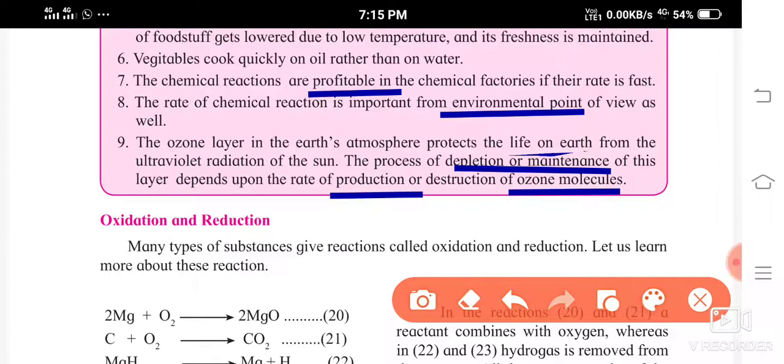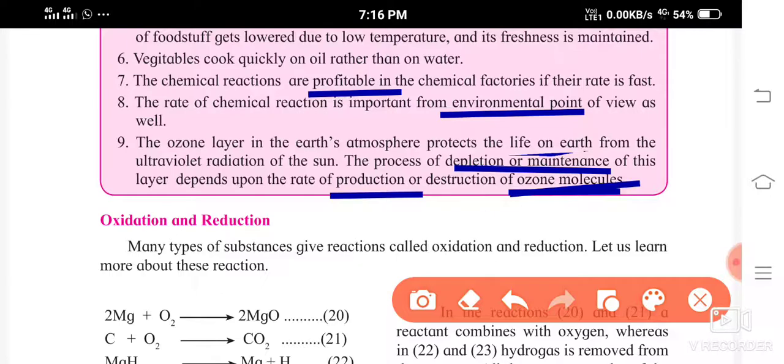So the process of depletion, whether it is going to get depleted or maintained, depends on the production or destruction of ozone molecules. Now see, because of the lockdown for 1 or 2 months, what happened? All the factories, industries, even the vehicles, the pollution due to vehicles was very less, right? Yes, and because of that, what happened?